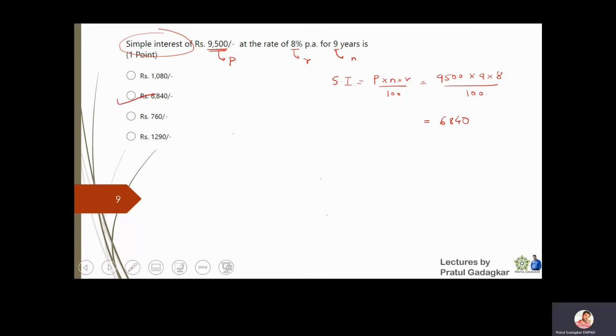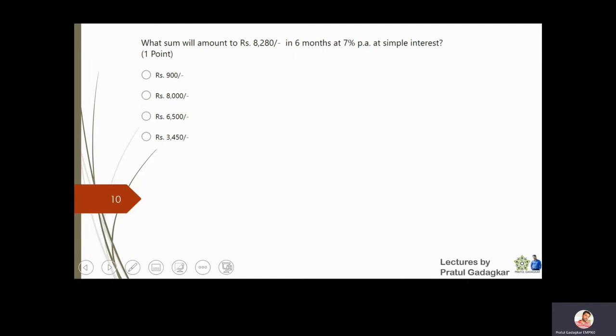The next type of objective is slightly complicated. Now we want to find what sum. As you know, what sum means, what should be the principal so that the amount will be equal to how much? So that the amount will be 8280. And all of us know that amount is principal plus simple interest. Now we don't know what is the principal itself. If you don't know what is the principal, then you also don't know what is the simple interest. So this is a slightly complicated problem, but we will handle it using a small trick.